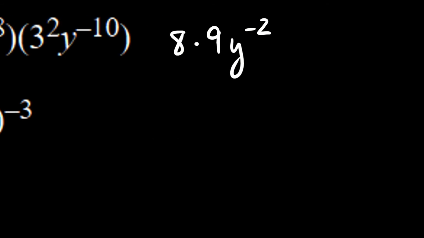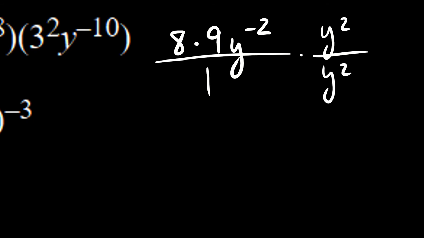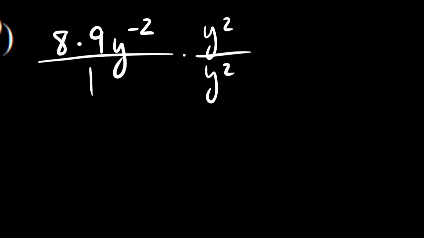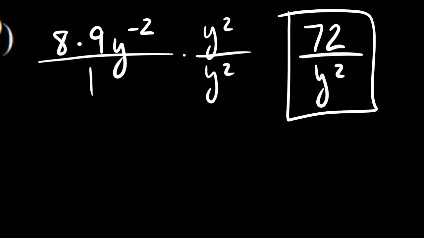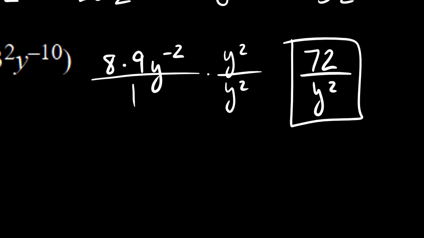Now I can't leave the answer this way because I've got this negative exponent, so I'm going to multiply by y squared over y squared. In my numerator I get what? Well, when I multiply y to the negative second times y to the second, that is y to the 0 power, which of course is our favorite number 1. So all I'm left with up in my numerator is 72 times 1, or 72, and my denominator is y squared. So I've got 72 over y squared.